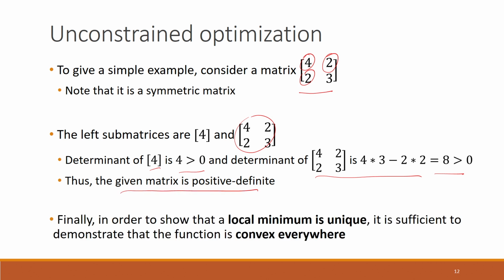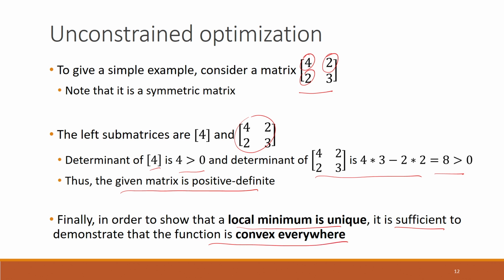Now finally, in order to show that the local minimum is unique, it is sufficient to demonstrate that the function is convex everywhere. It is the same thing that we had said when we were focusing on univariate functions, where the functions vary with a single variable. It is again a sufficient condition. If we are able to argue that there is a single local minimum in a function, then automatically that will also be the global minimum. And in order to ensure that there is in fact a single local minimum, a sufficient condition is that the function is convex everywhere.